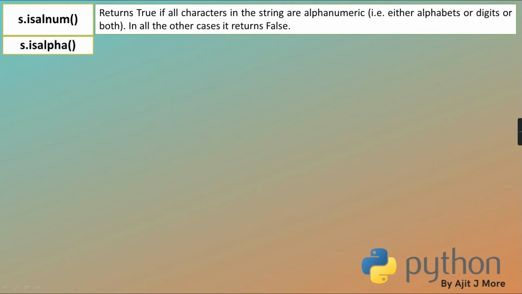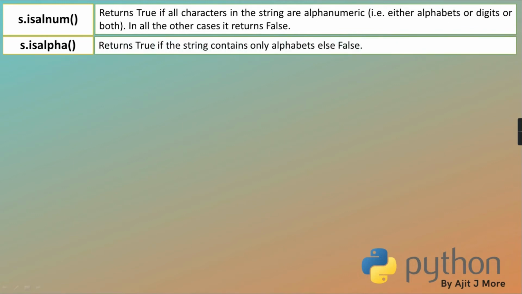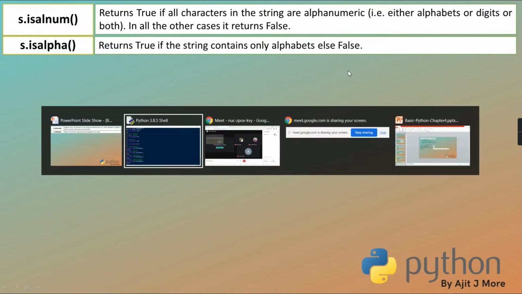Then comes isalpha, in which now the num part is deleted. Means digits are not allowed. Only allowed characters are alphabets, no digit. So isalpha will check whether the string S contains only characters. No other characters allowed. So only A to Z, uppercase, lowercase. See, it returns true if the string contains only alphabets, else false.